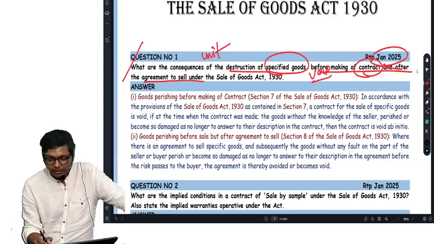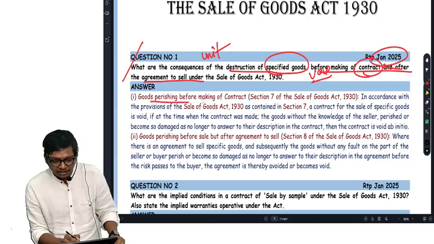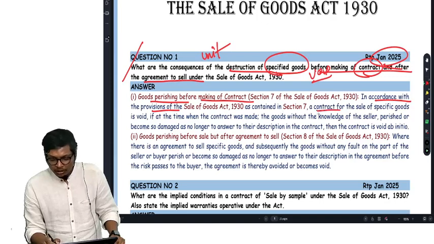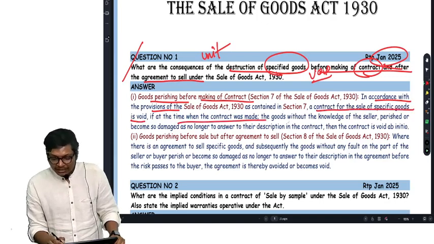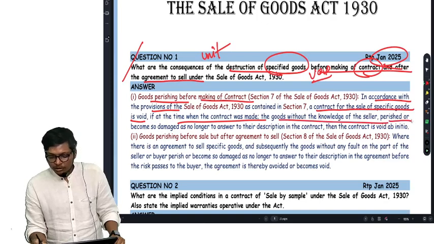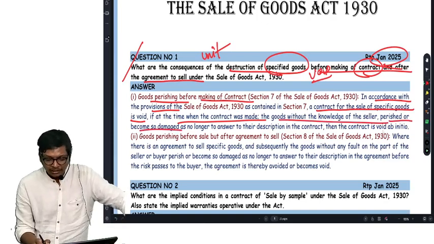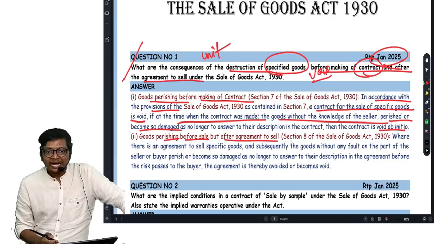A direct question came in your latest Jan 25 RTP. Goods perishing before contract. In accordance with the provisions of SOGA, a contract for sale of specified goods is void if at the time the contract is made, the goods, without the knowledge of the seller, have become damaged, and the contract is void ab initio. Same thing, goods perishing before sale but after agreement to sell.